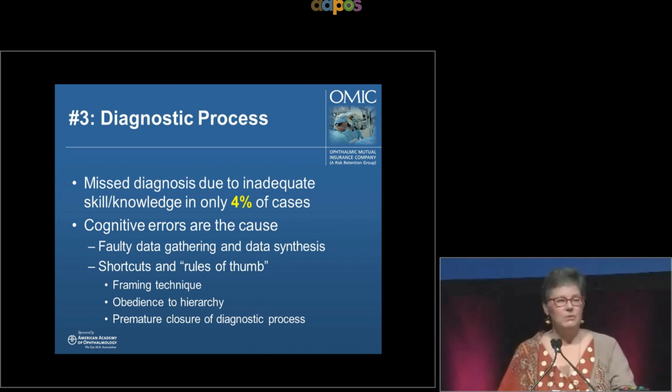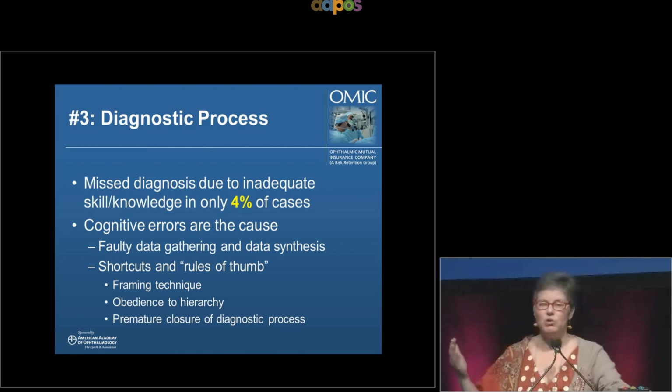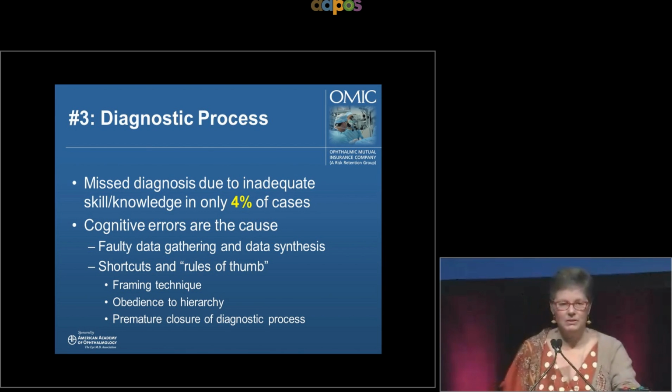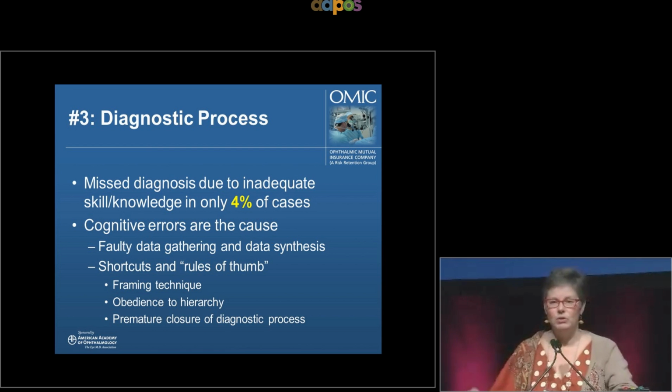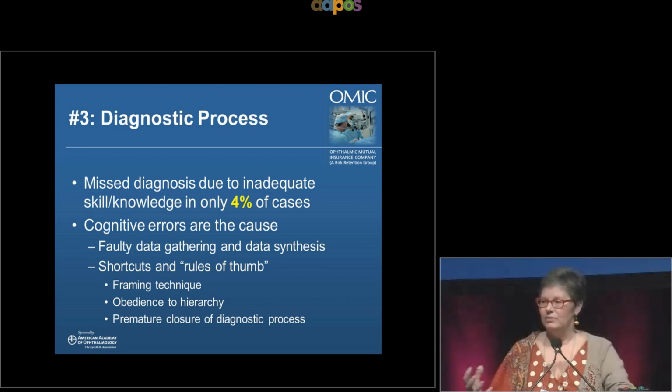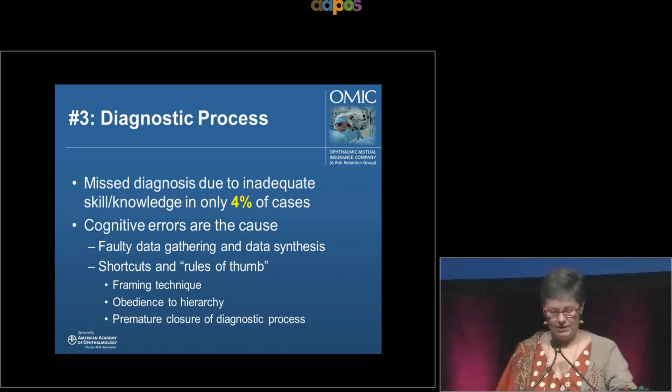Here's the real important takeaway point: a misdiagnosis, and this is overall in medicine, not specific to OMIC's database, only 4% of the time was it because of inadequate skill or knowledge. Most of it is your thinking process. It's not what might be buried very deep in that brain of yours, but the actual way you go about diagnosing. If you don't get good data, it's bad data in, bad data out. So if you're not asking good questions, and using shortcuts, ways of closing down the diagnostic process too soon. And here are some of the types. I've written some articles about this. If you're interested, you can email me. I can send that to you.